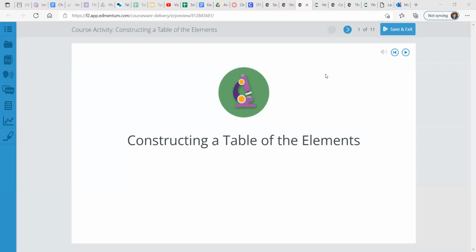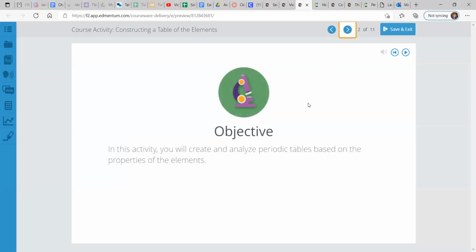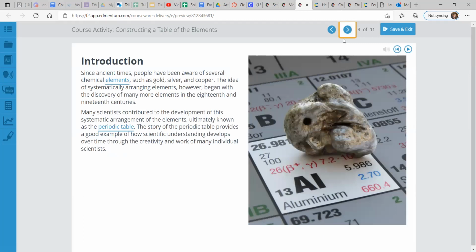We are going to look at a course activity today. This one follows the periodic table tutorial and mastery test, and this activity is called Constructing a Table of the Elements. It is basically going to have us create and analyze a periodic table, or a table of sorts, and see how it's organized based on the properties of the elements. There is a system at work, and it makes sense once you understand what's happening.